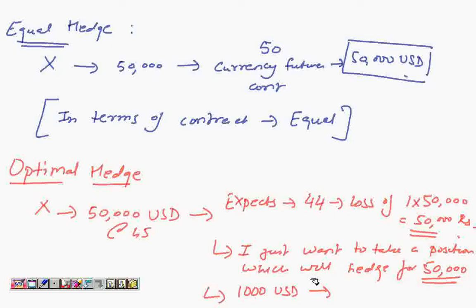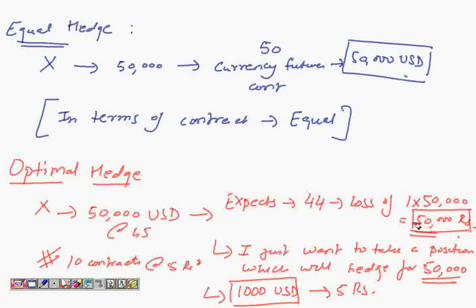It's not a question of taking an absolute equal hedge in contract size. He can take even a 1,000 USD contract size and multiply it by the expected movement. He expects, let's say, a 5 rupees movement in this case, and he can take a position equivalent to that. So he takes 10 contracts at a 5 rupees plus movement. That would be an optimal hedge, where he just looks at the differential, not at the contract size.